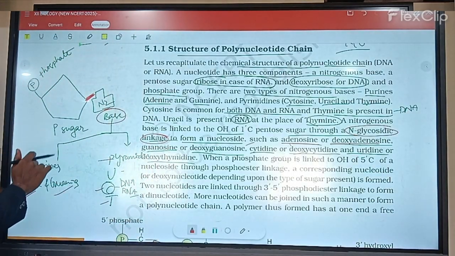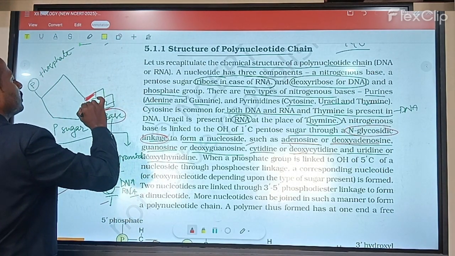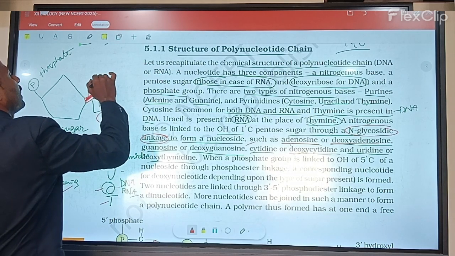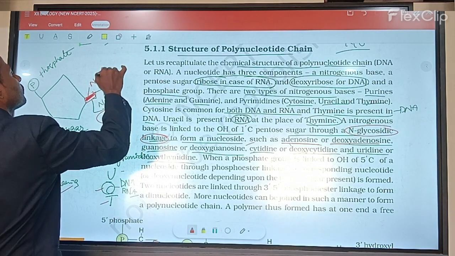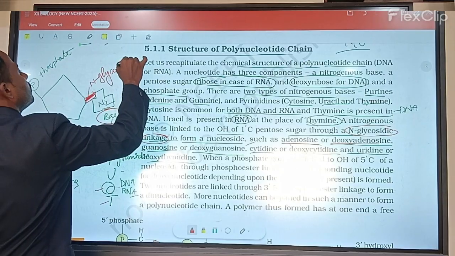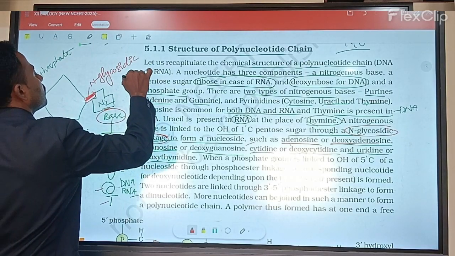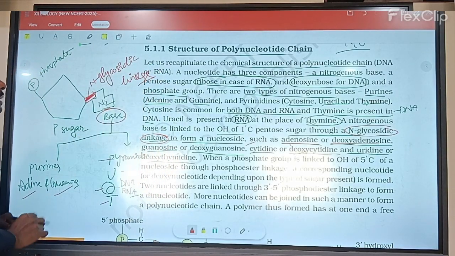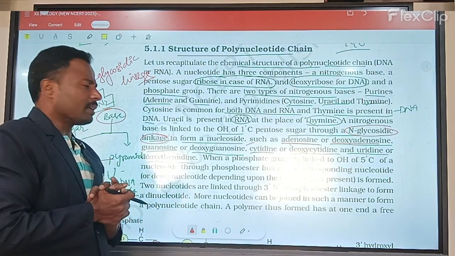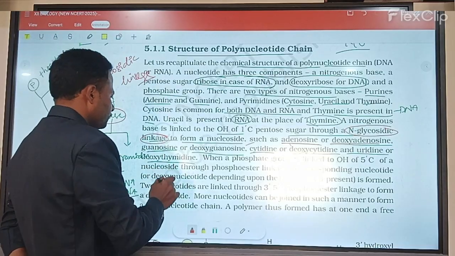So this linkage is complete. It is the N-glycosidic linkage. The N-glycosidic linkage is complete. Let's see what comes after.